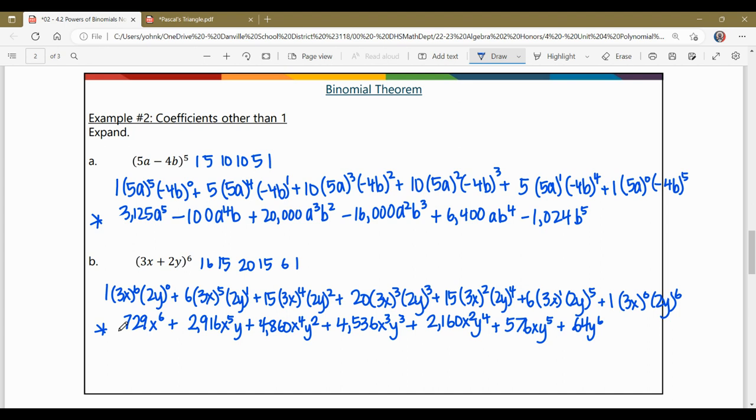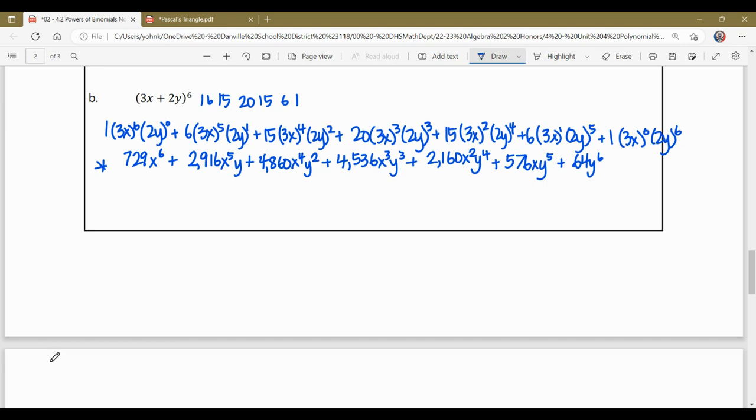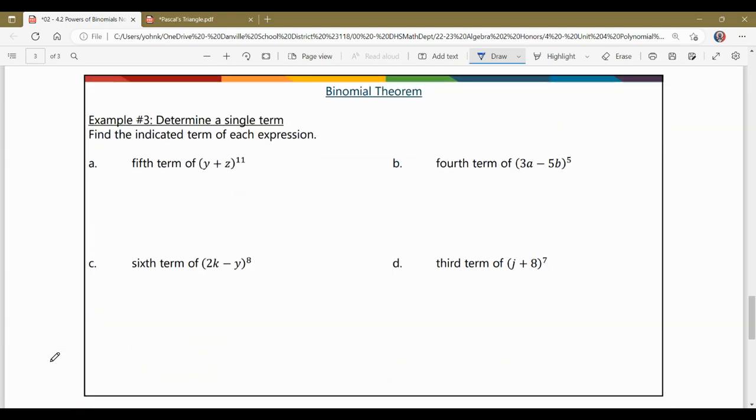Okay, so that's what we would do if we wanted to expand each binomial. What if I want a particular term and I don't want to go through the whole process of doing all of that? So what if I just want to find the indicated term? All right, well, I want the 5th term in x plus z to the 11th power.